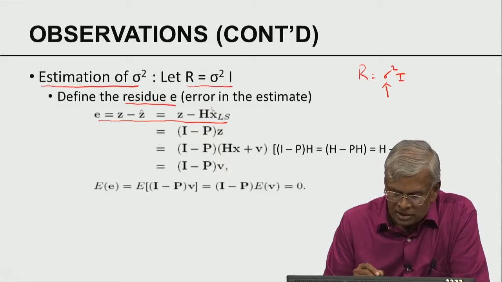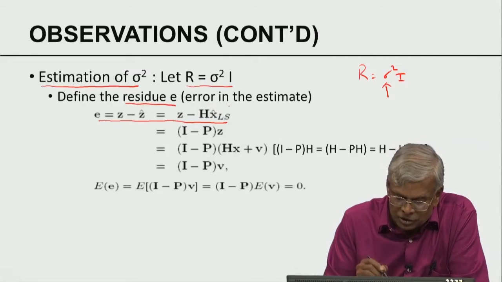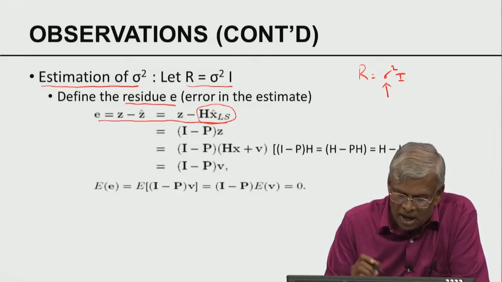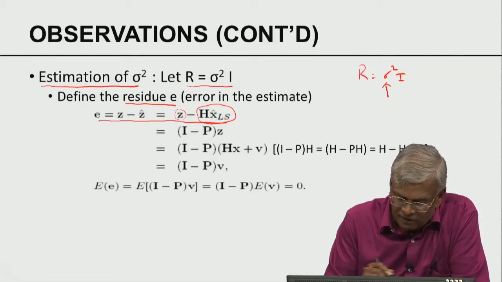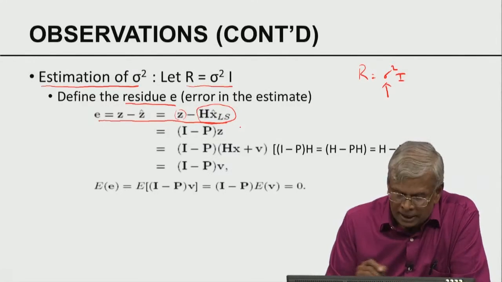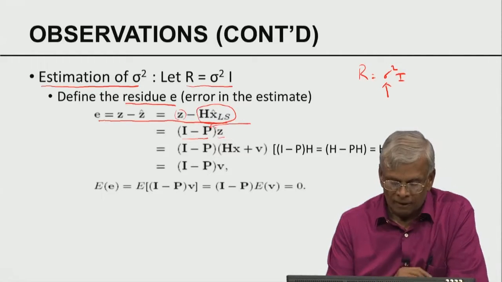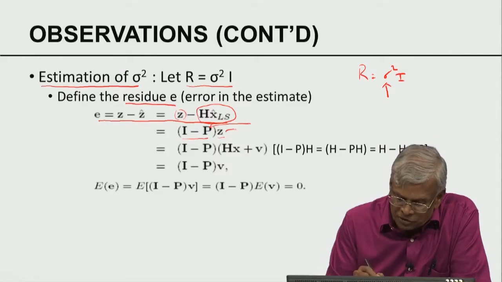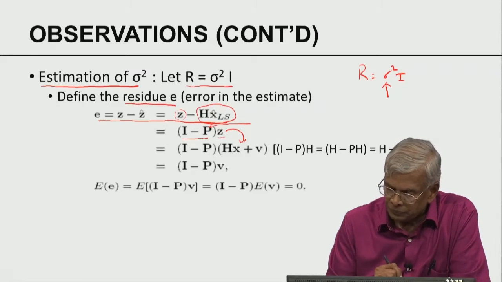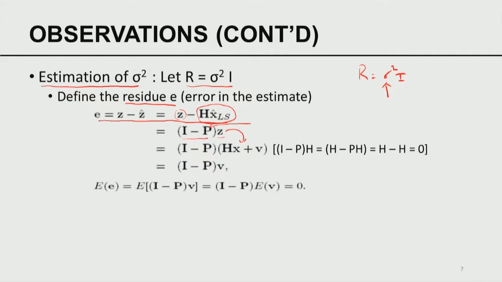So Z minus H of X, this is the model counterpart, this is the actual observation, the difference is the error. I can express this error as I minus P times Z, where P is the projection matrix, which we have already talked about in the last slide. I can substitute for Z as HX plus V. And if I do the multiplication, it turns out that this error is equal to I minus P times V. And why is this I minus P times V? Because of the algebra that is given in here.